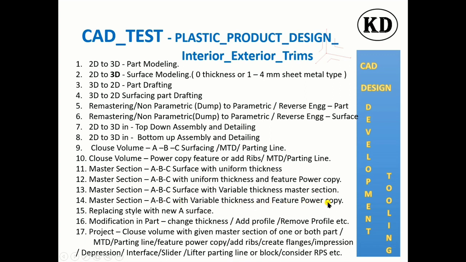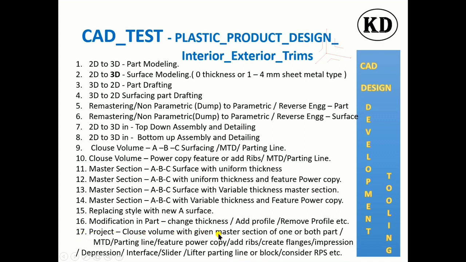First we see the uniform thickness. Next one is the variable thickness with features power copy. Next test is replacing the A style with new surfaces or any modifications in parts. In this way we first make a closed volume, then master sections, or next the modifications in parts, or adding any profile or removing any profile.